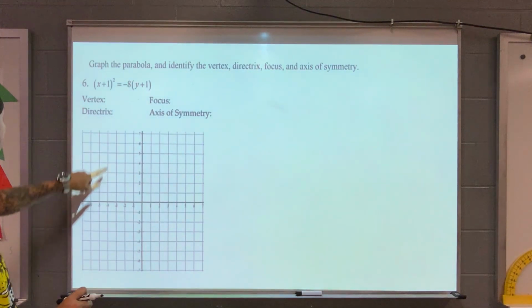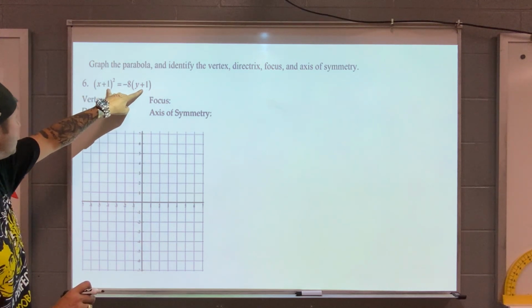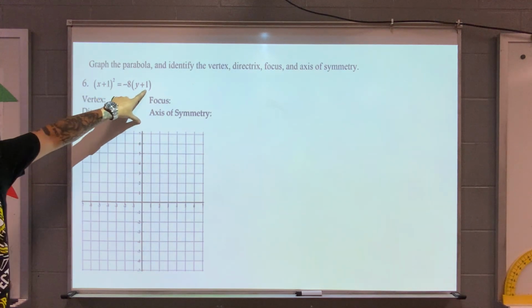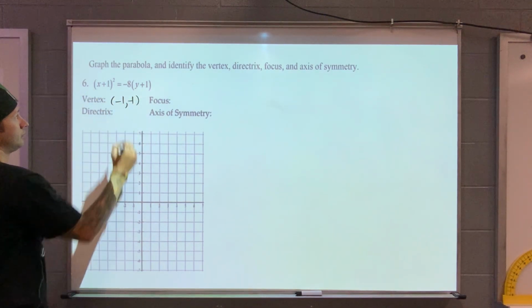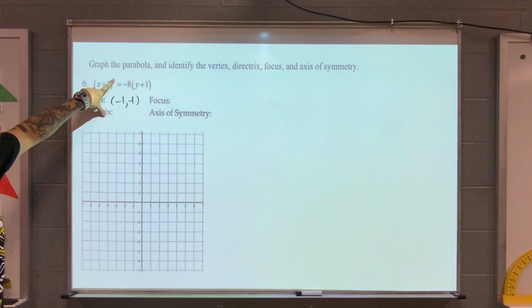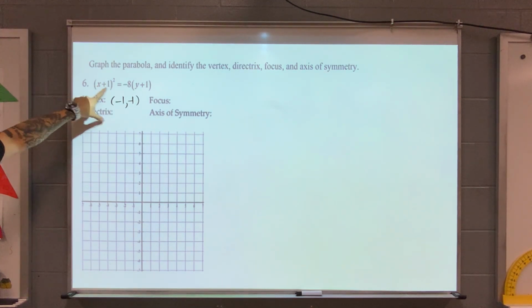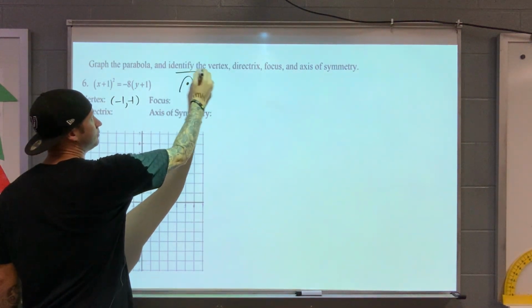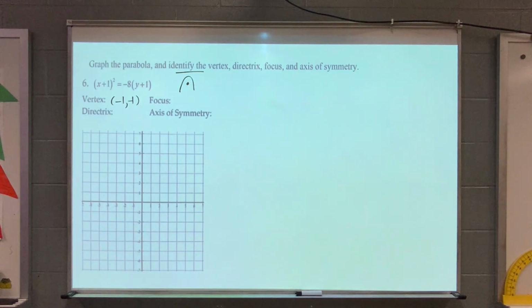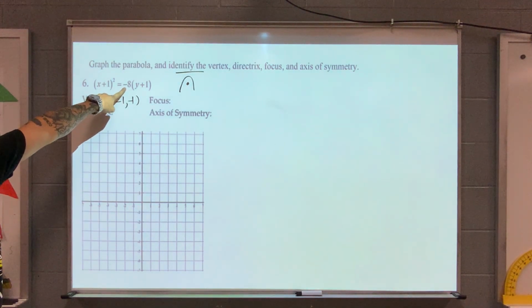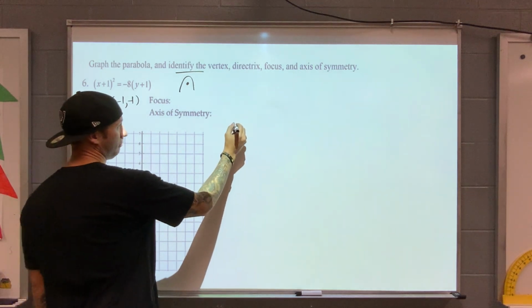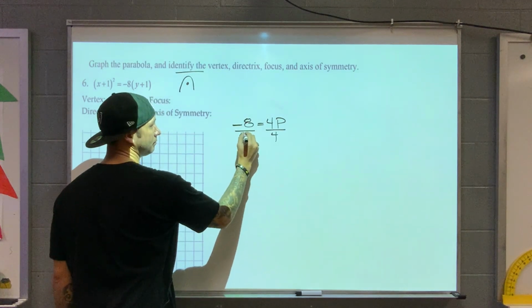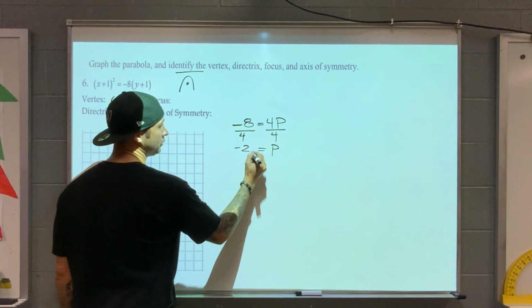All right, number 6. Again, numbers are associated, so the vertex is going to be at the x value, -1, y, -1. The x has the square, so this is going to open up or down. This is negative, so it's going to open down. Okay, we set this value equal to 4p. Divide both sides by 4. So p is equal to -2.